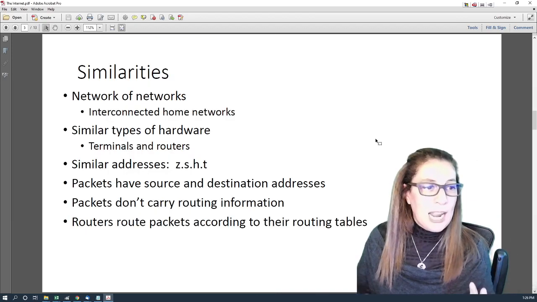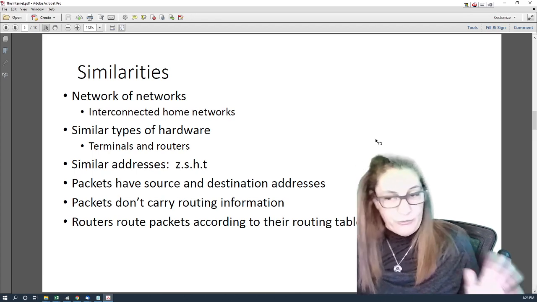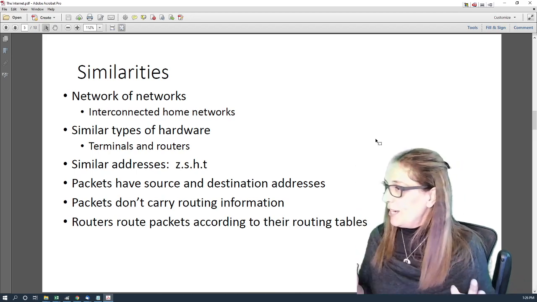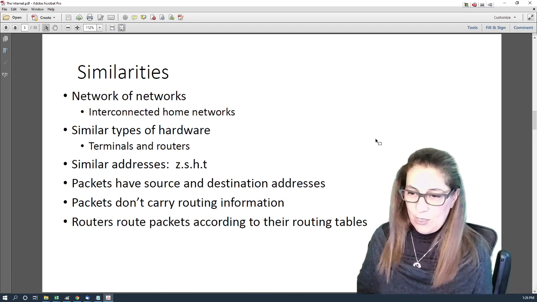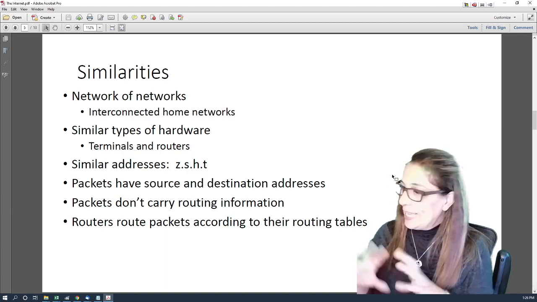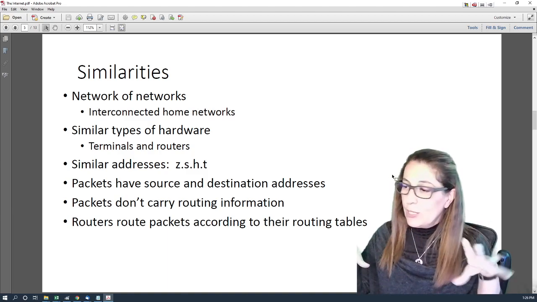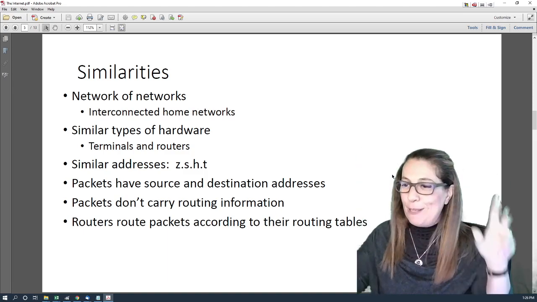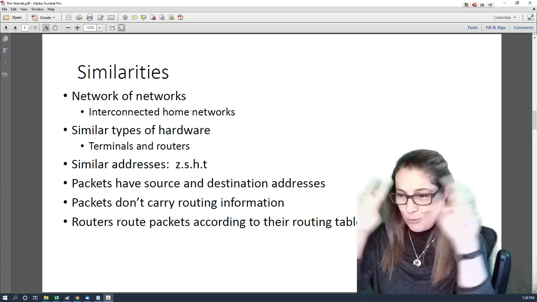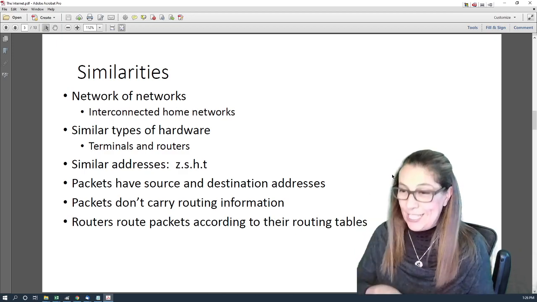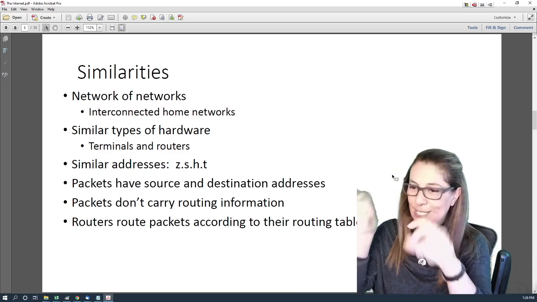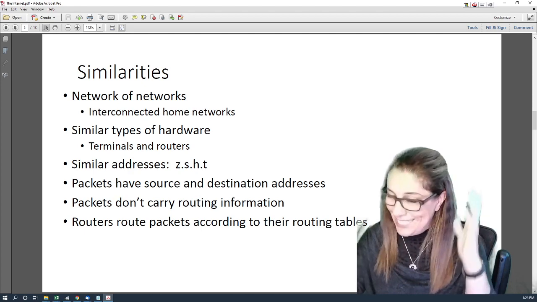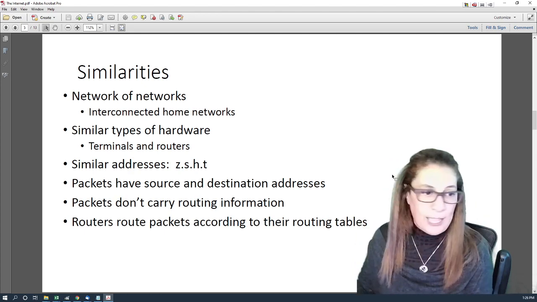So the similarities are many. The first one is that both are networks of networks. It's exactly the same thing. Interconnected home networks, and how do you interconnect them? With a bunch of routers. That's typically the cloud that people draw of the internet: those routers that you are going to put on the streets, on the zones, the backbone. That's the internet. So it's the same thing.